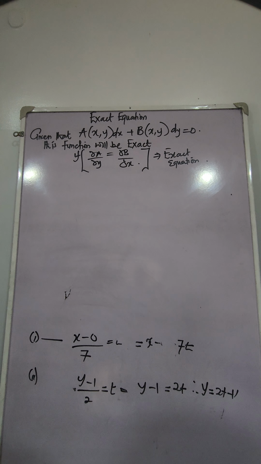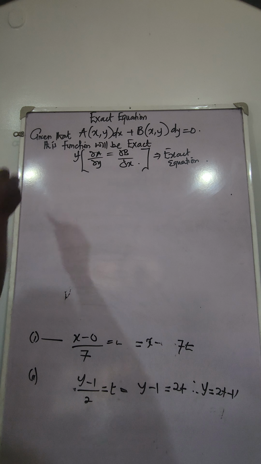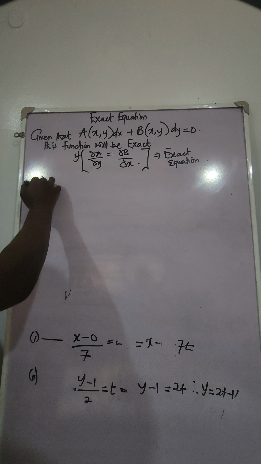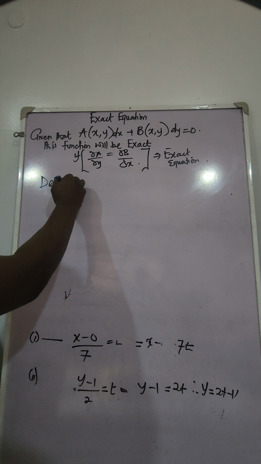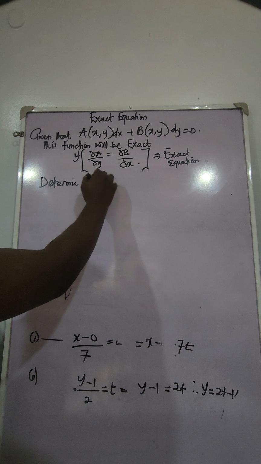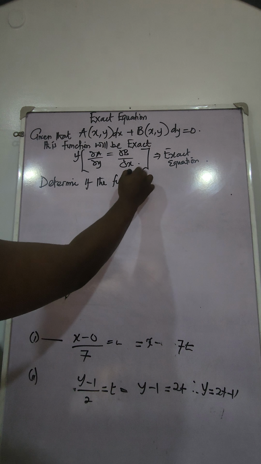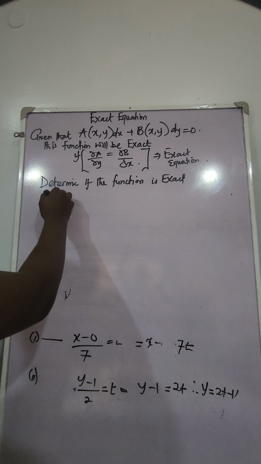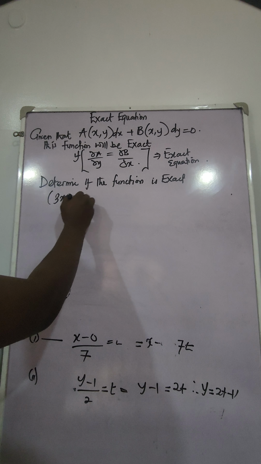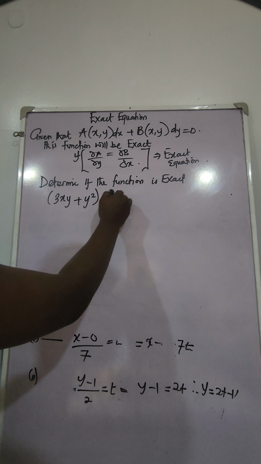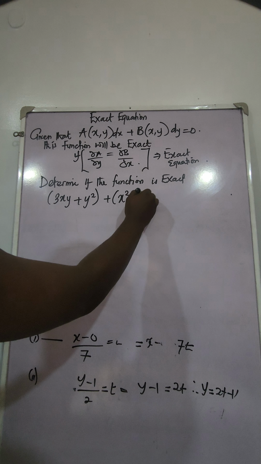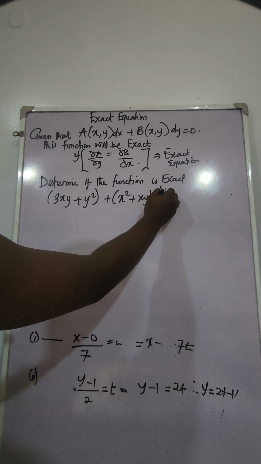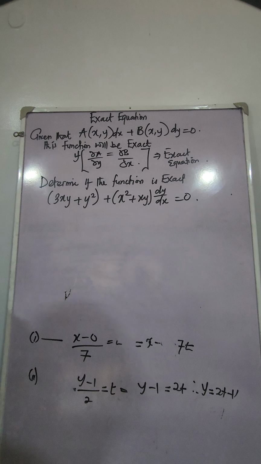So we said, given that the function is like this, we said dA over dy is equal to dB over dx. And then we are asked to determine if the function is exact. So let's give an example. Determine if the function is exact. We have (3xy plus y squared) dx plus (x squared plus xy) dy over dx is equal to 0.